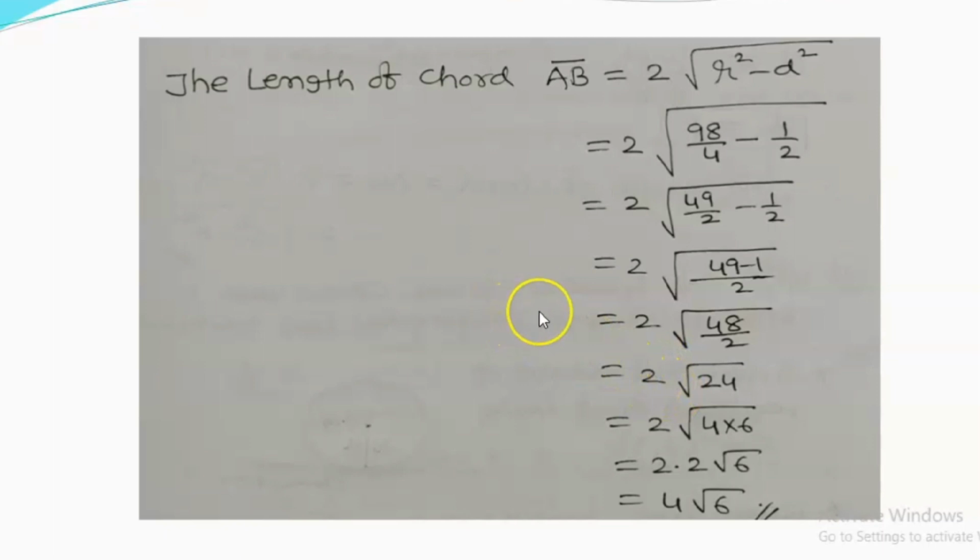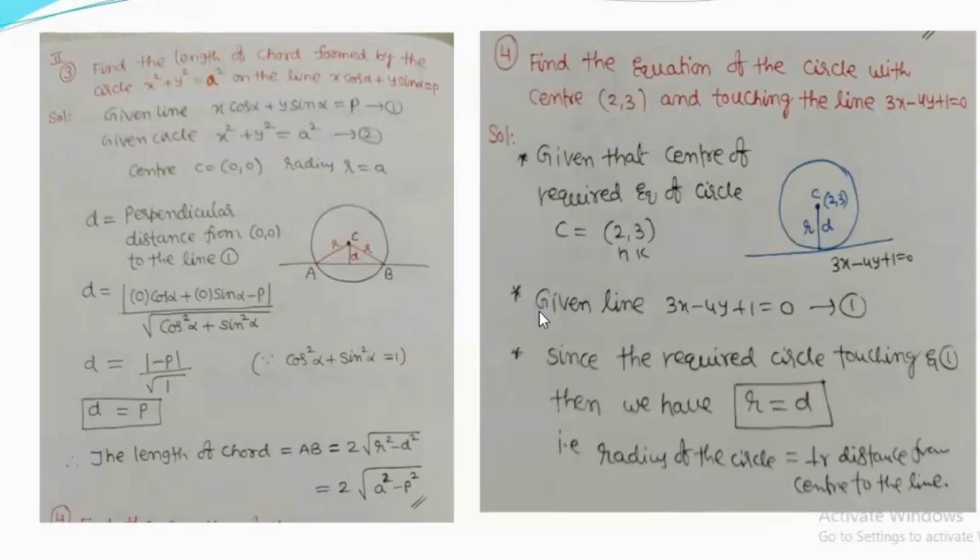We'll move to the next question. See, in second bit, question number 3. Find the length of chord formed by the circle x square plus y square equal to a square on the line x cos alpha plus y sin alpha equal to p. This problem is very important for 4 marks.